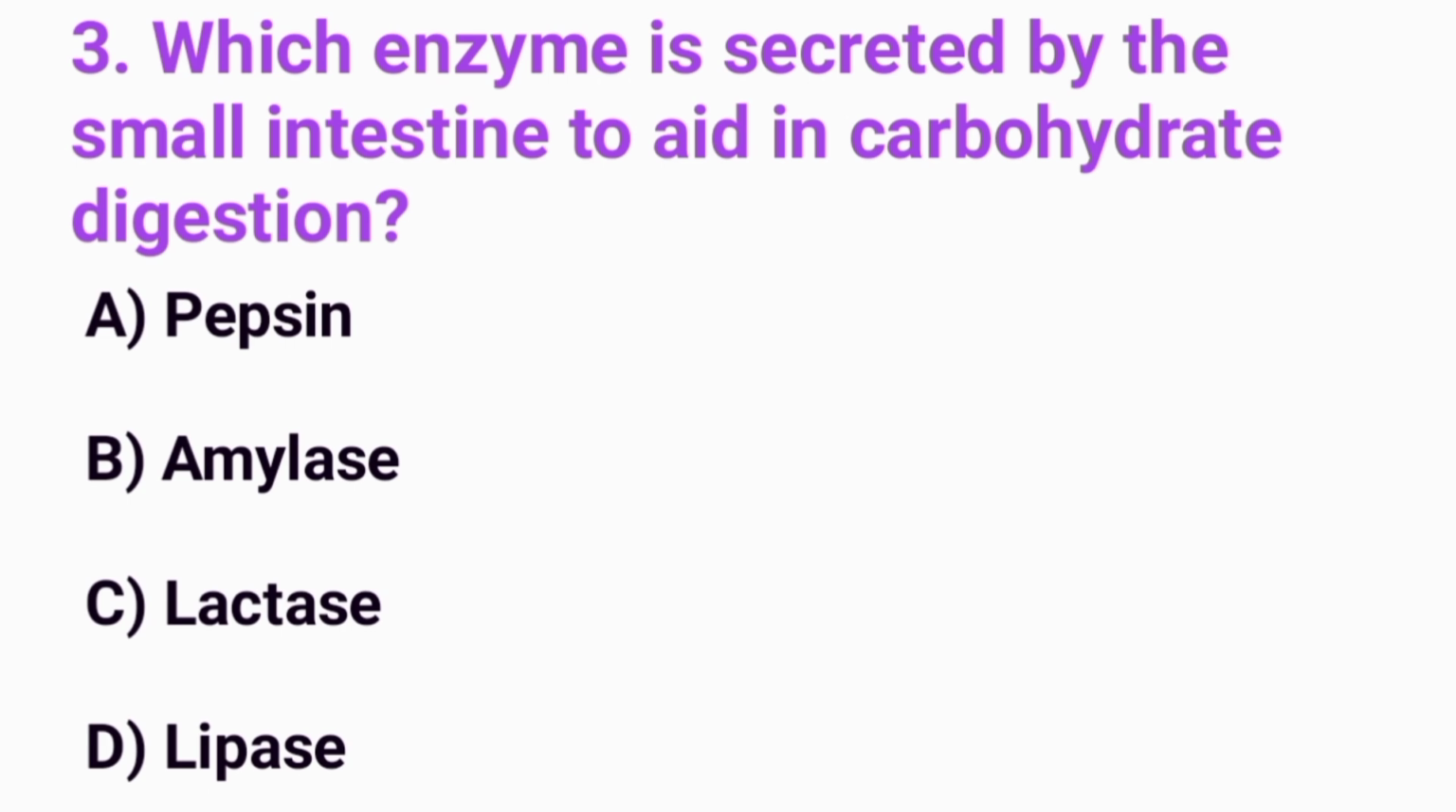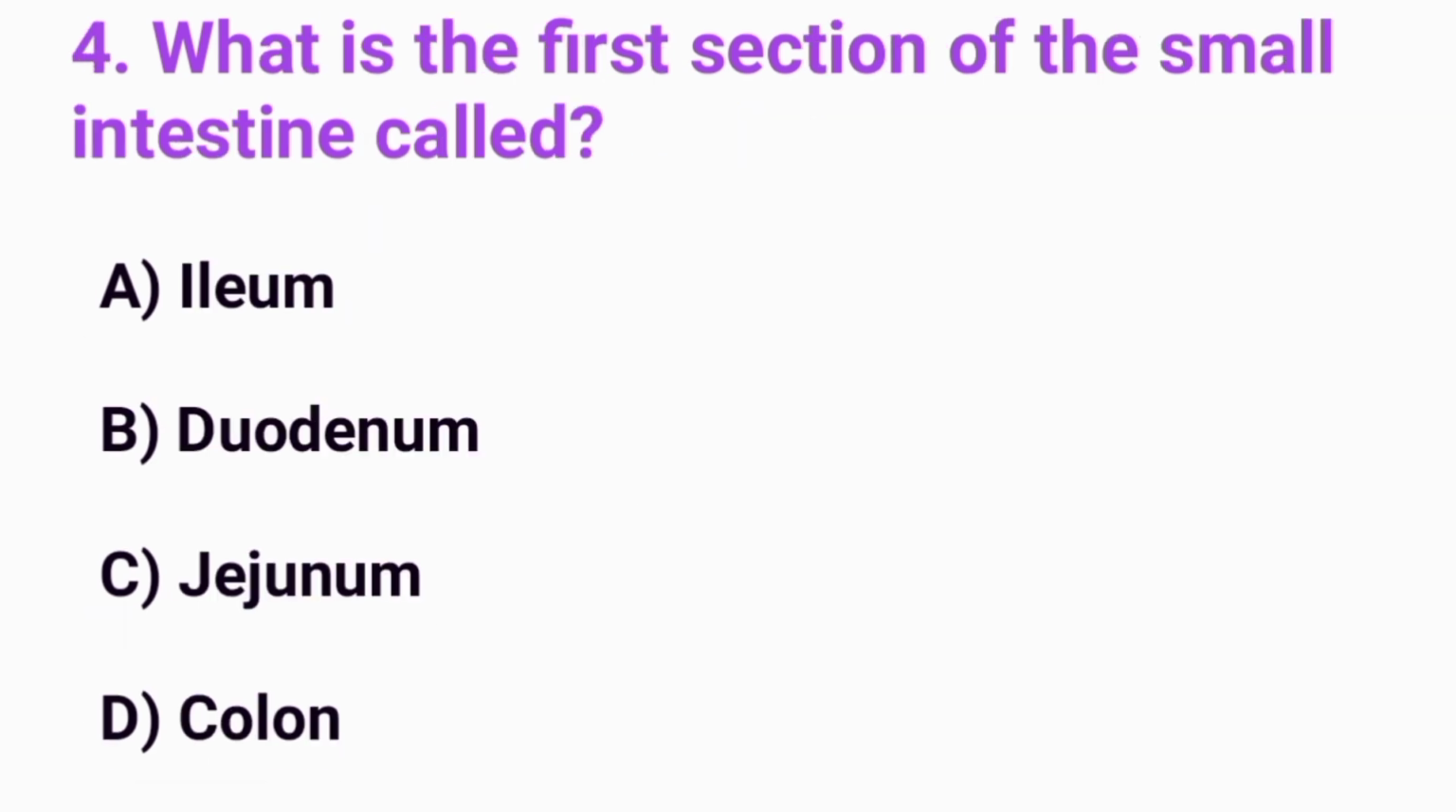Question number 3. Which enzyme is secreted by the small intestine to aid in carbohydrate digestion? The right answer is option C. Lactase. Question number 4. What is the first section of the small intestine called? The right answer is option B. Duodenum.